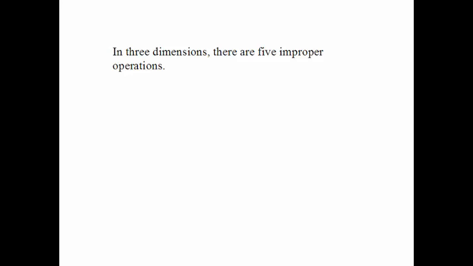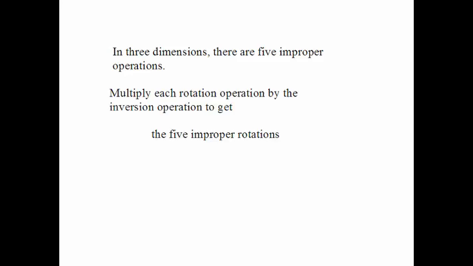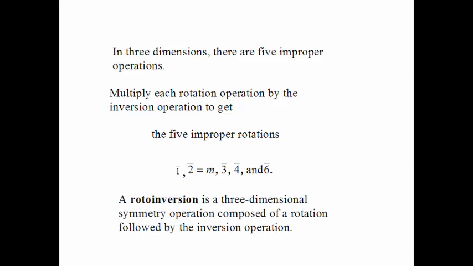In 3 dimensions, there are 5 improper operations. Multiply each rotation operation by an inversion operation to get the 5 improper rotations. So we're going to get 1 bar, 2 bar, which we're going to show as a mirror, or m, 3 bar, 4 bar, and 6 bar. So a roto-inversion, this is the definition, is a 3-dimensional symmetry operation composed of a rotation followed by an inversion operation.